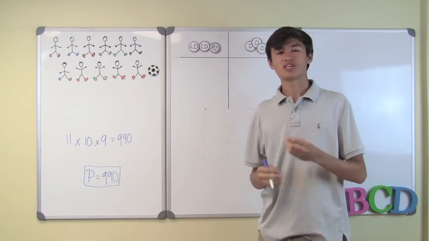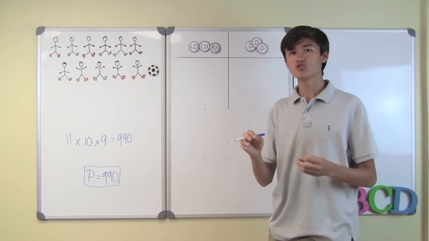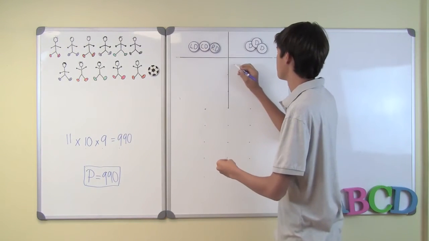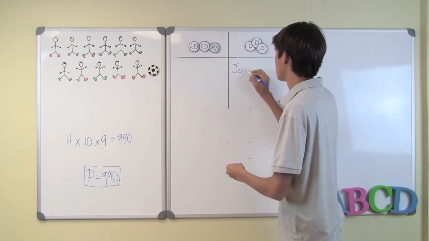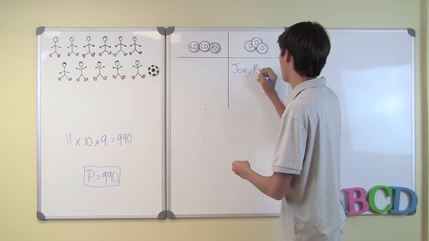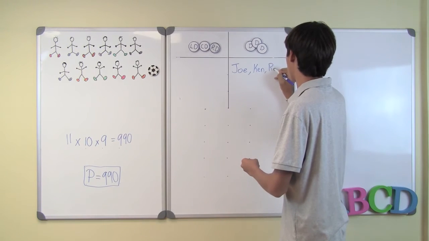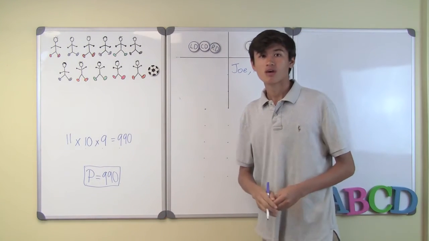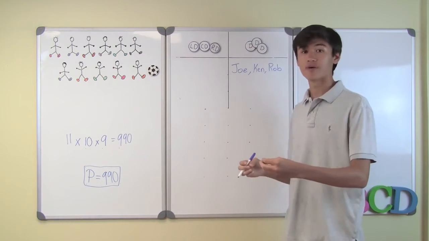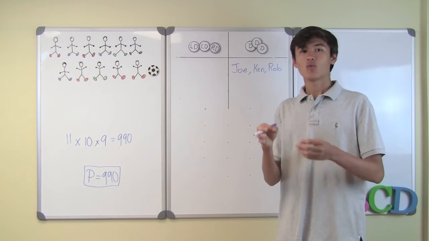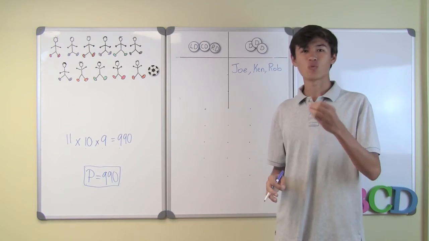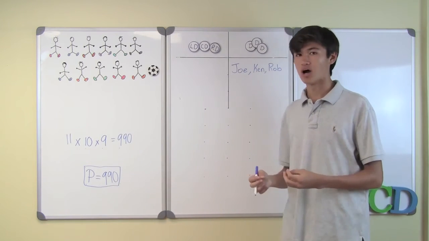Let's examine one particular combination. The coach chooses Joe, Ken, and Rob. So if the coach chooses Joe, Ken, and Rob, how many permutations are there? Basically, you're asking me how many different ways can we order Joe, Ken, and Rob?